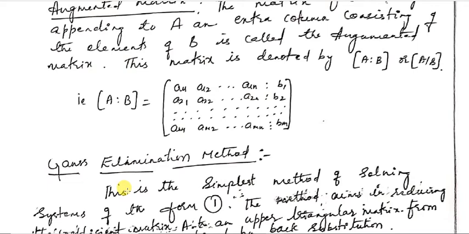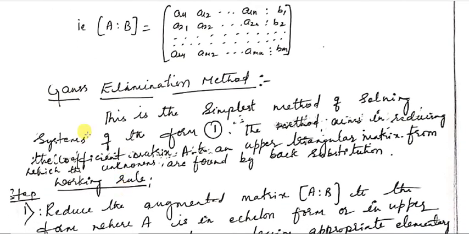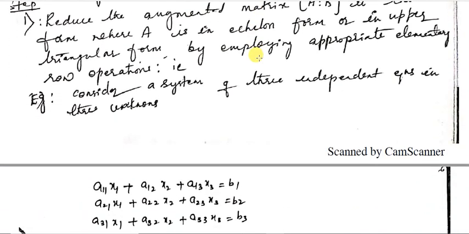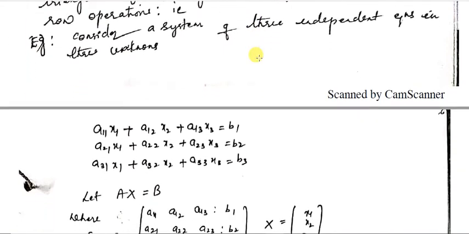To solve this system, I'll discuss one of the simplest methods, called the Gauss elimination method, wherein we start with the augmented matrix and reduce the matrix A to a triangular matrix from which we obtain the solution. Here I'll explain the Gauss elimination method by considering a system of three independent equations with three unknowns. That is, a11x1 plus a12x2 plus a13x3 is equal to b1, a21x1 plus a22x2 plus a23x3 is equal to b2, a31x1 plus a32x2 plus a33x3 is equal to b3.